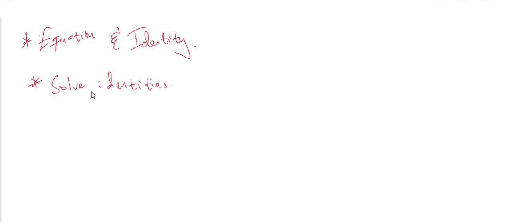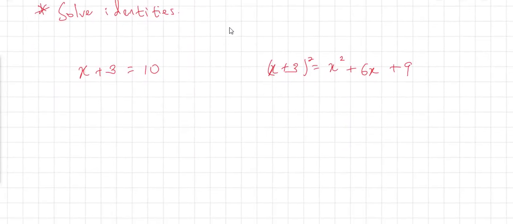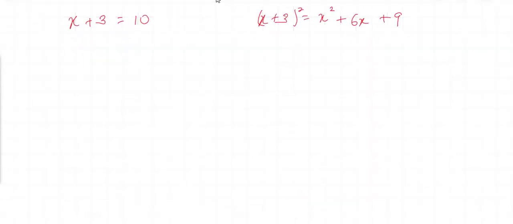So let's start off by writing a simple equation. Let me take a basic equation like x plus 3 is equal to, let's say, 10, and let's take another one in the form (x plus 3) all squared. This is equal to x squared plus 6x plus 9. Now, on the face of this, we will say that the first instance, x plus 3 is equal to 10, and the second instance, both of them are equations. So let's look at something.